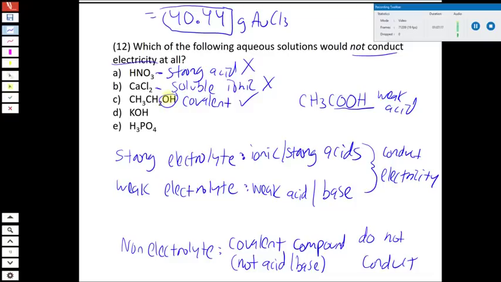So you'll learn the chemical differences for that later on, but just to keep those straight in our own heads, this one is a non-acid, this one is a weak acid. So this one is a covalent compound. Here we have a soluble ionic compound, so that's going to be a strong electrolyte. H3PO4 is another weak acid. So this would be a weak electrolyte, but it would at least conduct a little bit of electricity. The only one that does not conduct electricity at all is choice C, which is our alcohol non-electrolyte solution.